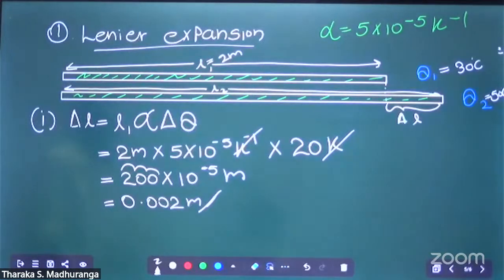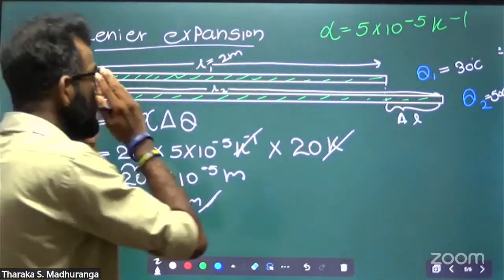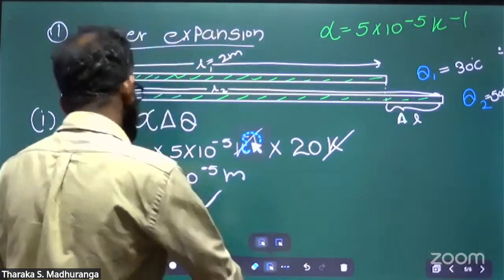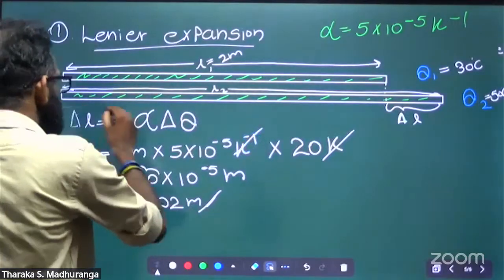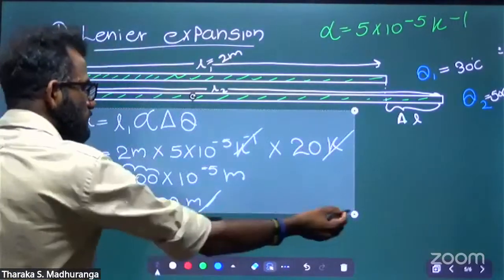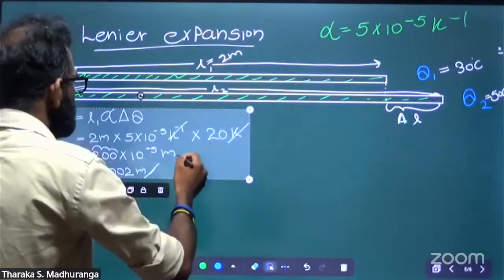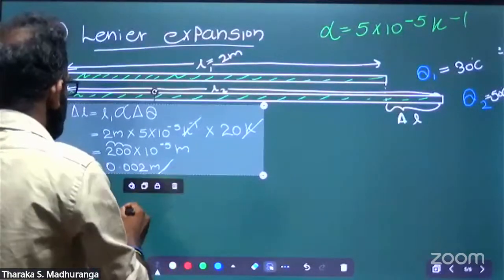Okay, I got the value. Dihini. Okay, now can you get the delta L? Sorry, L2. Delta L you got. How do we get the L2?